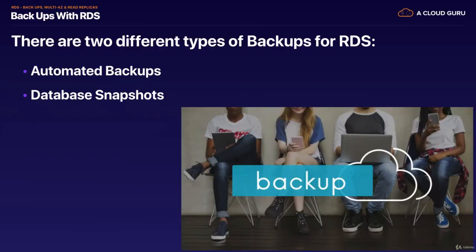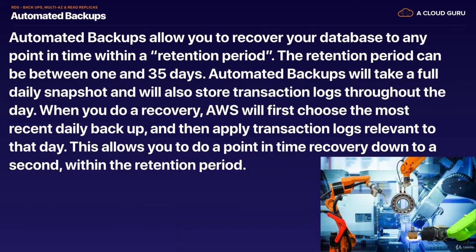So let's start with backups, and there are two different types of backups for RDS. We have our automated backups, and then we have our database snapshots. Automated backups allow you to recover your database to any point in time within a retention period, and the retention period can be between 1 and 35 days.